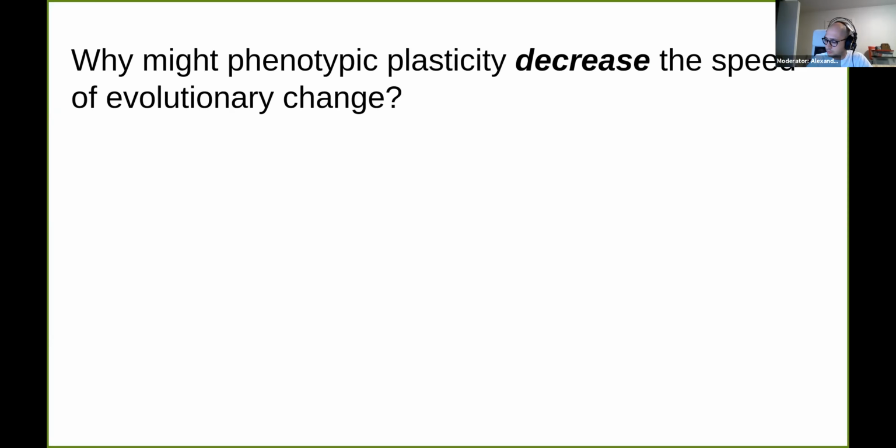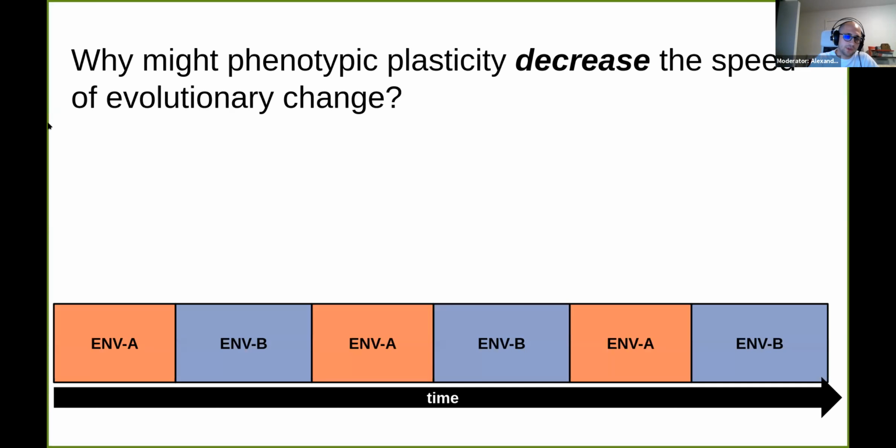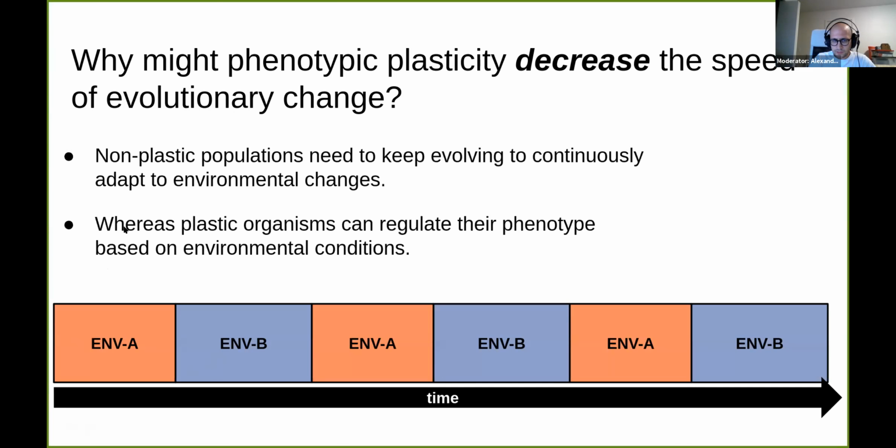What about decreasing the rate of evolutionary change? If we think about this fluctuating environment between A, B, A, B, A, B, non-plastic populations need to keep evolving, relying on de novo mutations to continuously adapt to these environmental changes. Whereas populations of plastic organisms can just regulate their phenotype and do the right thing at the right time. So in this way, we might expect to see non-plastic populations evolve more rapidly because they have to in order to keep up with changes in the environment.